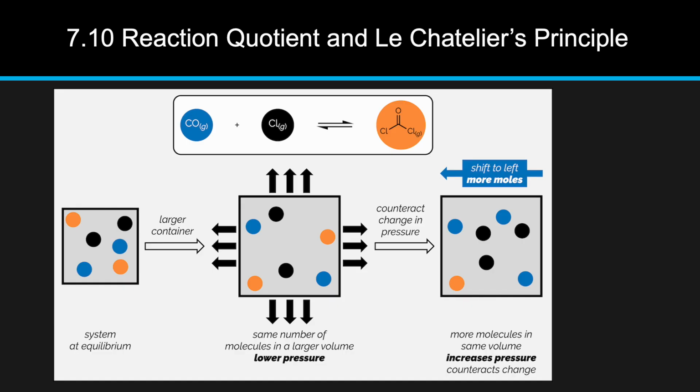So to keep the equilibrium constant the same, we need to introduce more particles so that we can keep that collision frequency going. And as you can see in the top equation, we have 2 moles of gas on the left and only 1 mole of gas on the right. So by shifting towards the left, we are doubling the amount of particles per every product that is converted into reactants.